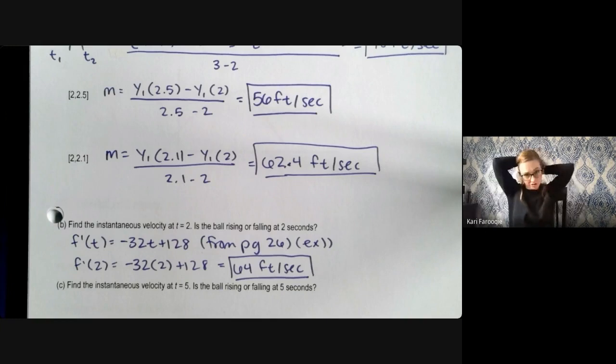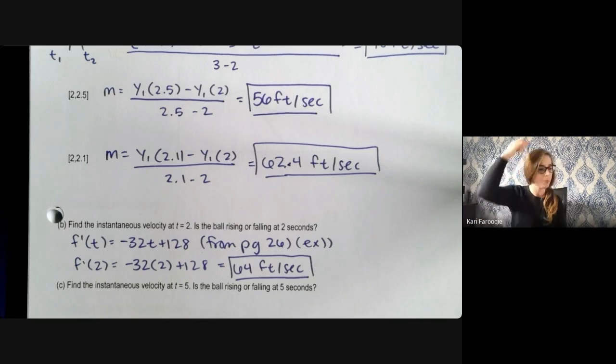And because it's an application problem, we want to make sure that we're putting units in our answers. In this case, we're talking about distance in feet divided by time in seconds. So 64 feet per second.